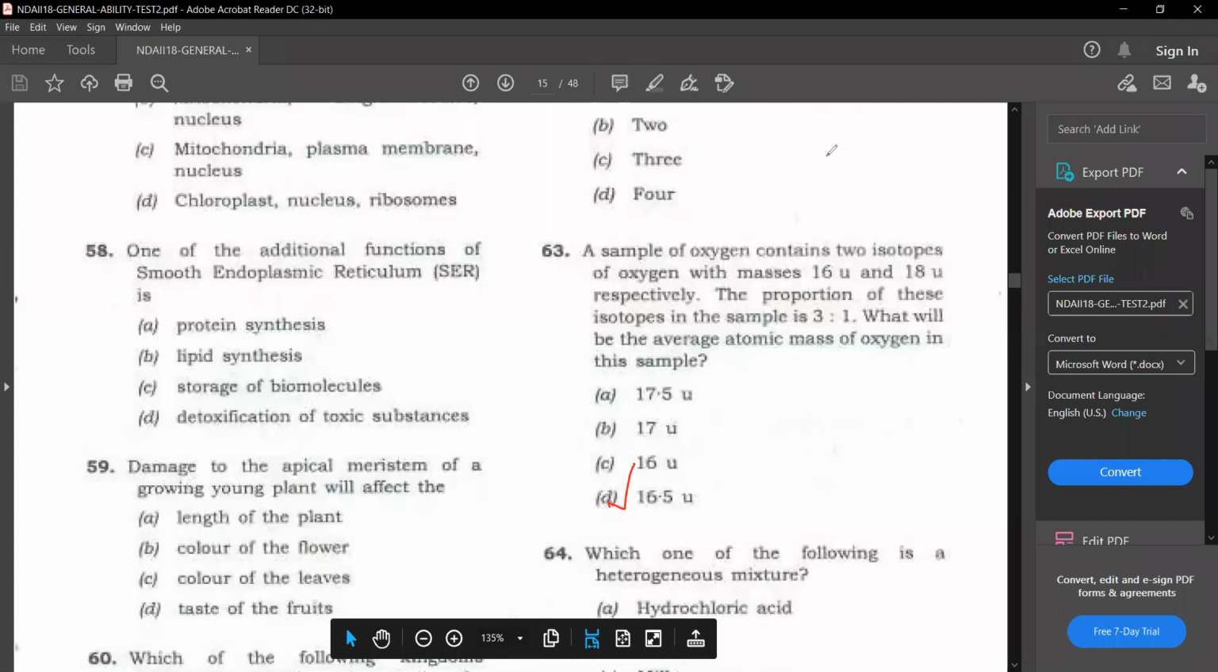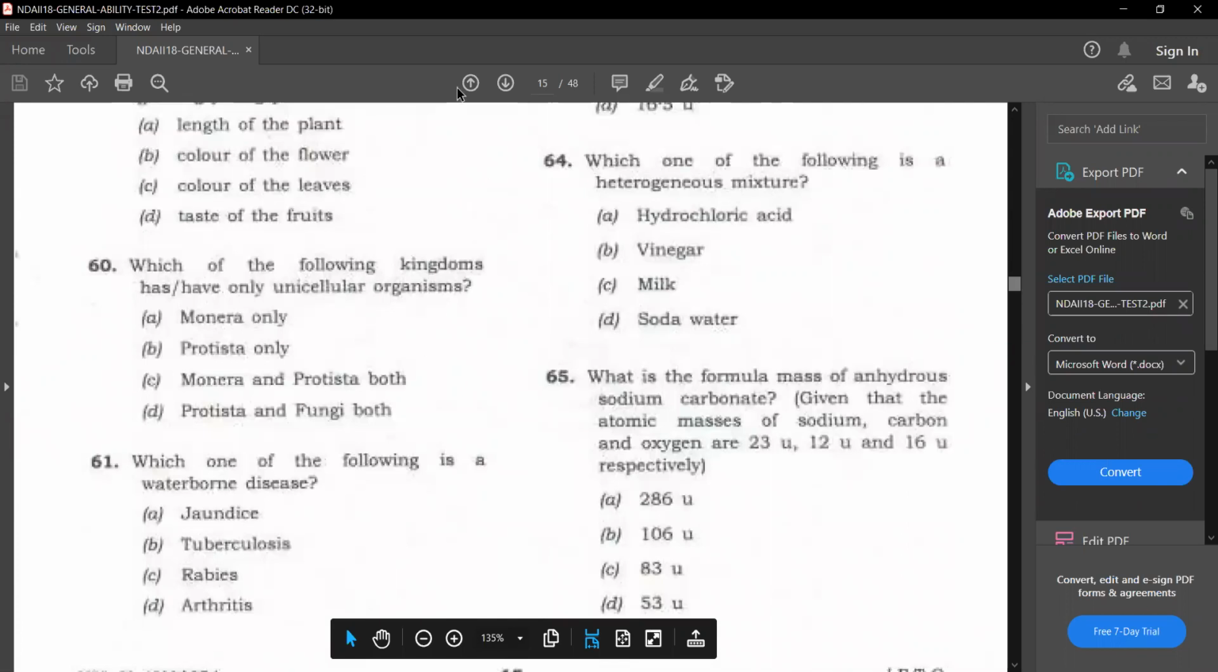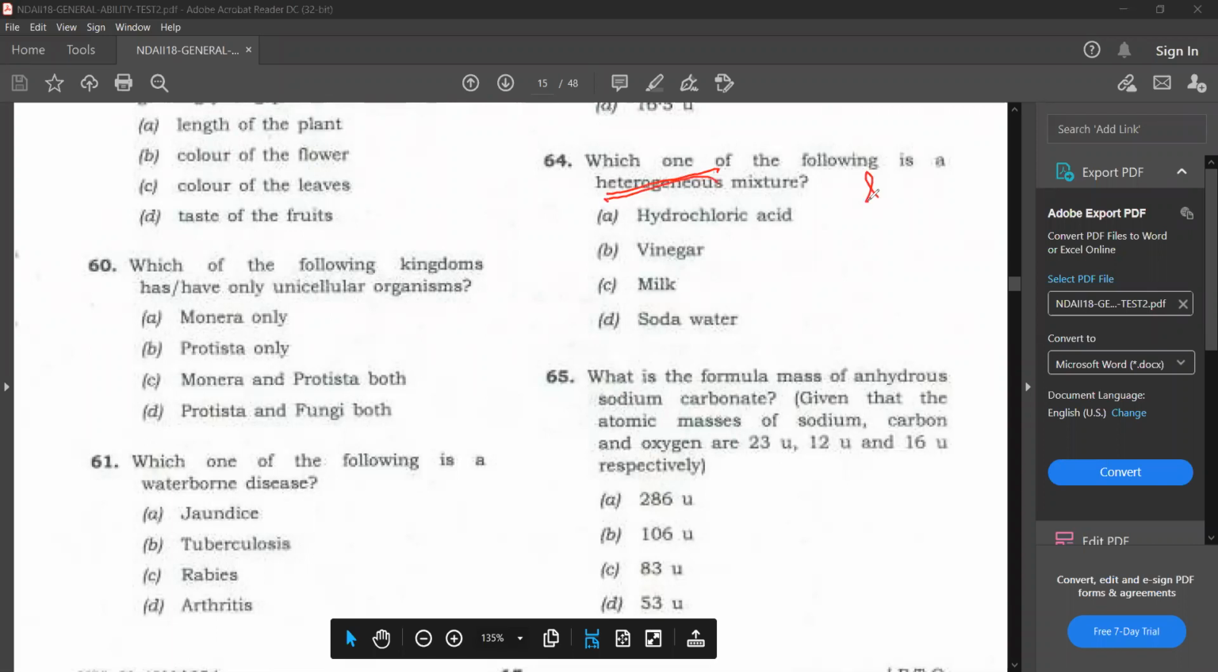Coming to the next question. Which one of the following is a heterogeneous mixture? There are two kinds of mixtures: heterogeneous and homogeneous. What is the difference? If a mixture has uniform composition, it is homogeneous. If a mixture has non-uniform composition, it is heterogeneous.